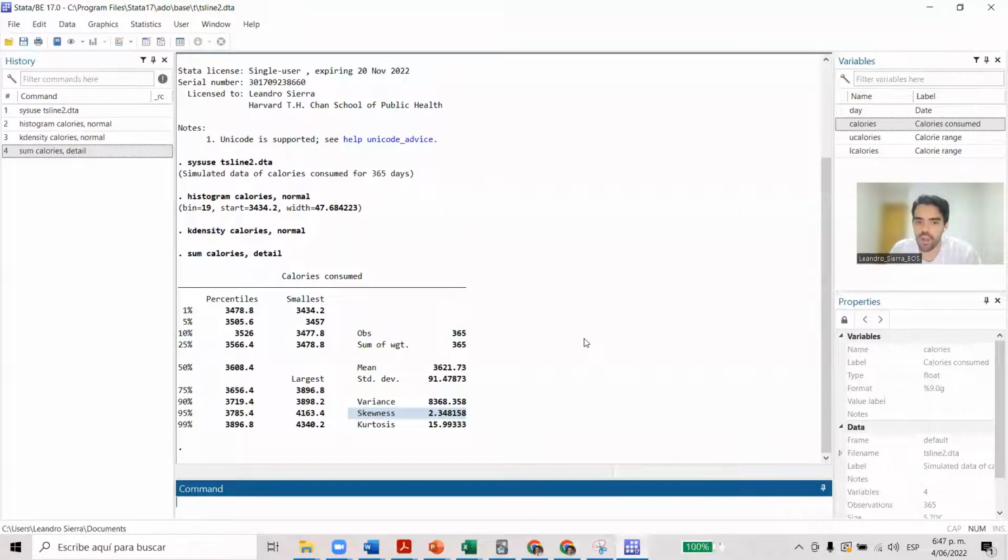So how much is the skewness here? It is 2.3. What that means is that our data set is a little positively distributed. So we have a positively distributed data set.